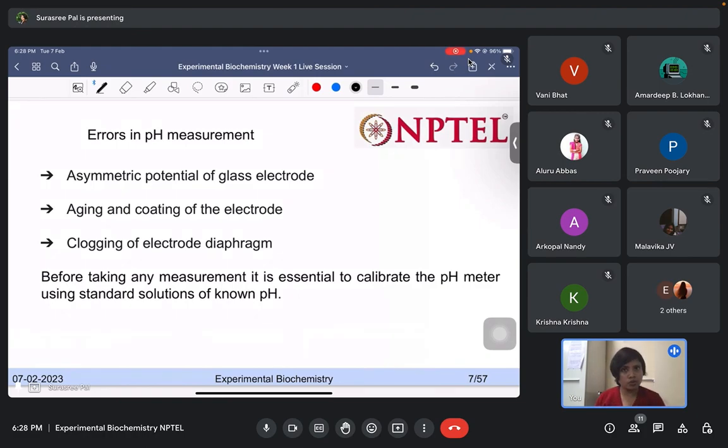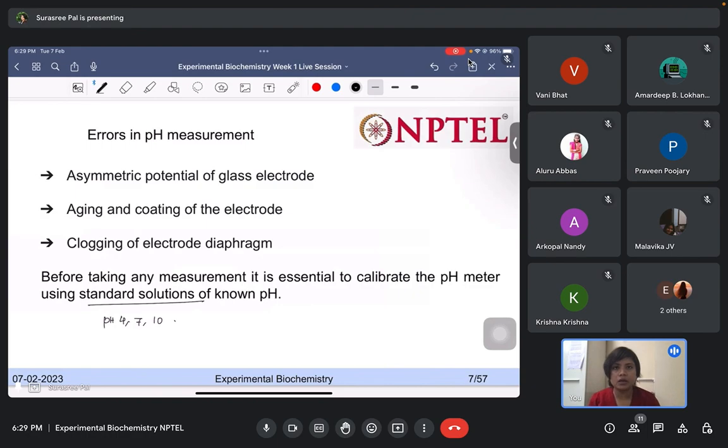And now what we do is, when we calibrate the pH meter, we dip the glass electrode in, suppose, a solution of pH 4. So the standard solutions are of pH 4, pH 7 and pH 10. So this is a 3-point calibration. Okay, so we dip the electrode in the pH 4 solution and we allow the pH meter to calibrate.